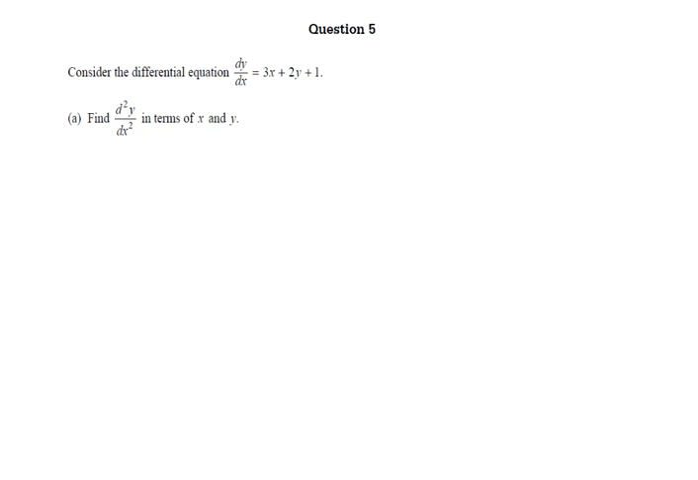2007 BC test Form B, question number 5. We're given the differential equation dy/dx is 3x plus 2y plus 1, and we're asked for the second derivative of that in terms of x and y.